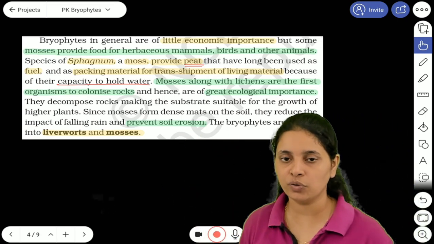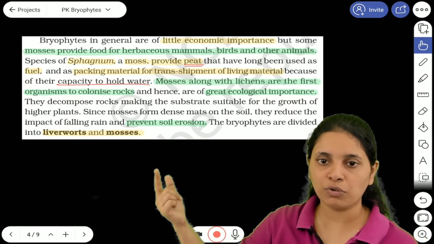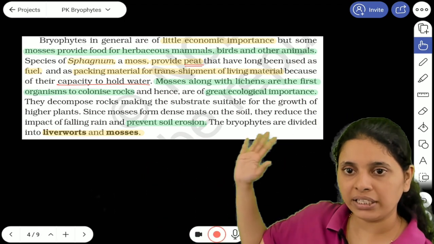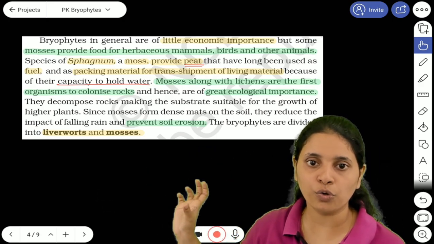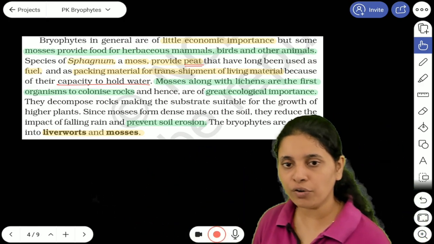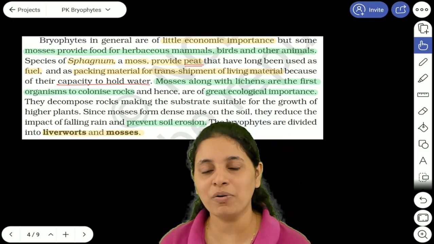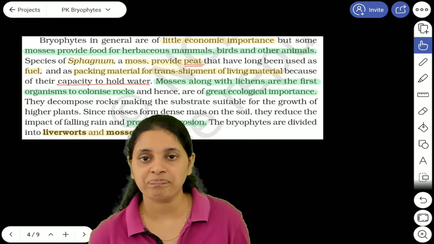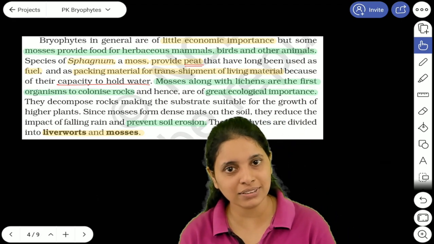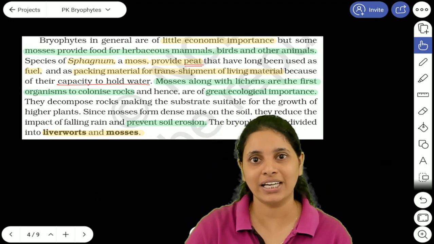Bryophytes are divided into two main groups, liverworts and mosses. There is also a third group called hornworts. But for the NEET exam, mainly we have to study these groups, that is liverworts and mosses. Okay. So in the next video lecture, we will discuss liverworts and mosses, their life cycle patterns, then some important examples. Okay. So I hope this was helpful for you.